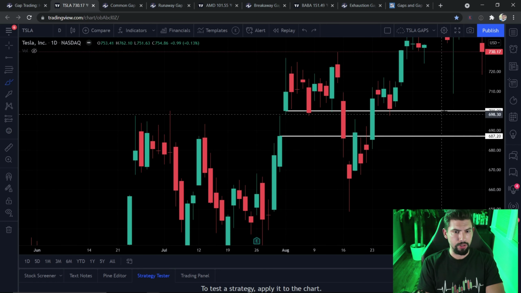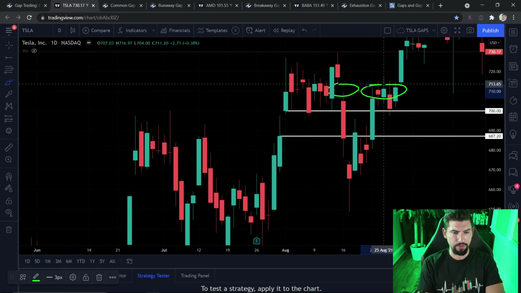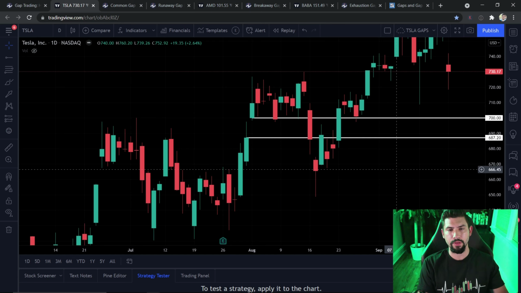So, there's more examples here, like this one right here. You could see that this eventually filled there. So honestly, for me, this is probably one of the most reliable setups and one of my bread and butter ways of figuring out where the potential is for price to go next. So this is common gaps. So now we're going to take a look at some other forms of gaps on our next examples.